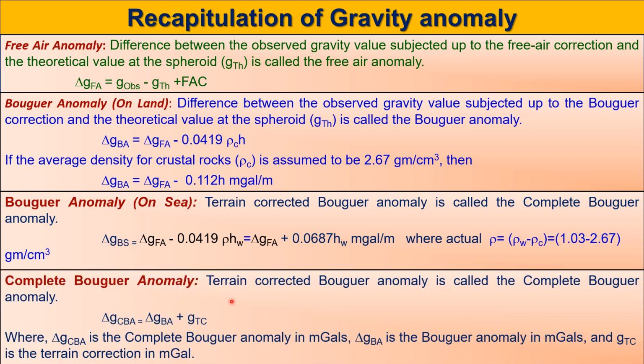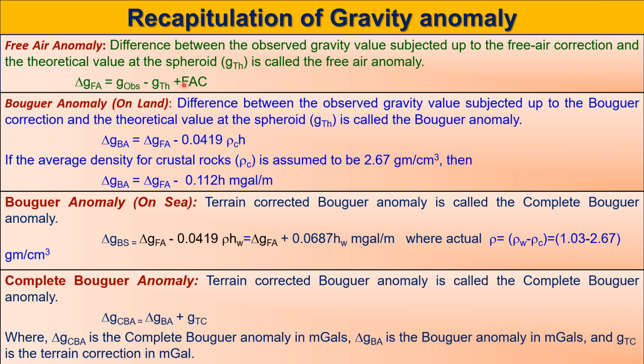Complete Bouguer anomaly means we have to take into account the terrain effect. When we add the terrain correction with the Bouguer anomaly, it gives rise to the complete Bouguer anomaly in milligals with the terrain correction. So this is our complete formula of how we derive the gravity anomaly, after reducing to a common datum plane, that is the geoid.